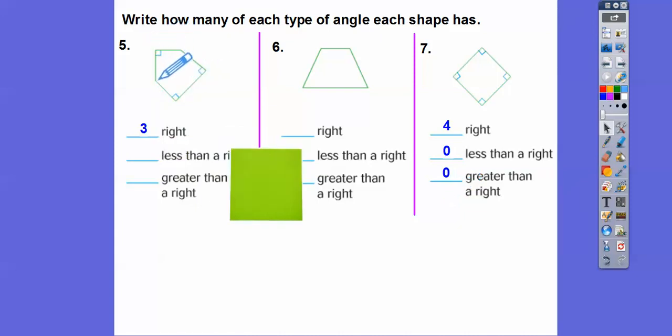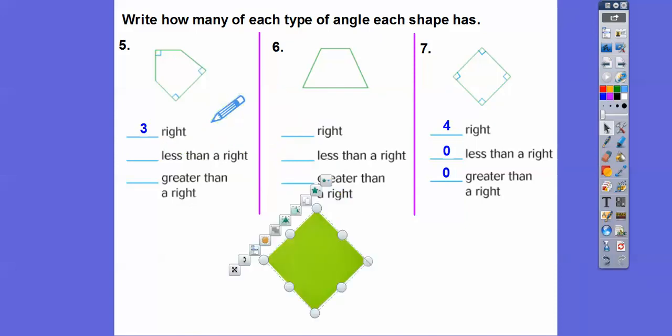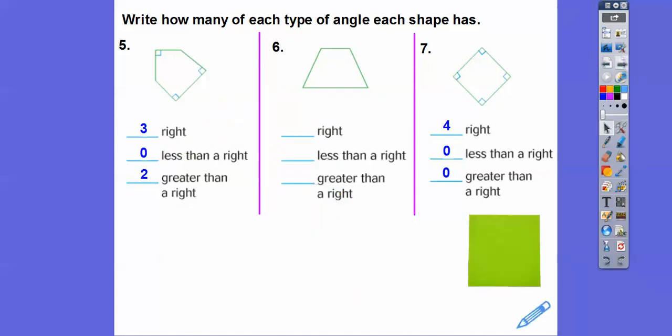Is this one opened up more or less? And how about this one? Well, we can just use our piece of paper right there and line it up and see if it's opened up more or less. So I'm just going to put that right there. Can you see that one's definitely opened up more? And same with this side over here. So there's 0 of them that are opened up less, and 2 of them that are greater than a right angle right there.